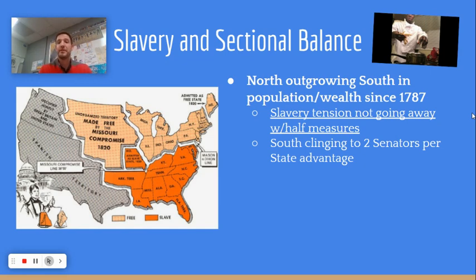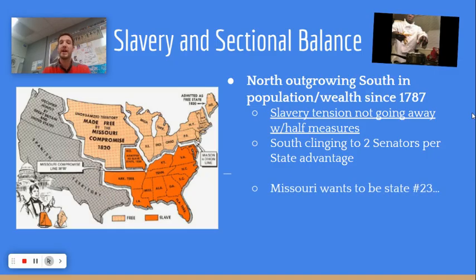The advantage the South is hanging on to, though, is that they have 2 senators per state. Again, the Constitution matters, guys. Those 2 senators per state are allowing them in Congress to still have a very strong voice, despite the fact that in the House of Representatives, there is more representation up north. And then you also have to remember the 3/5 compromise that's getting Southerners extra reps in D.C.